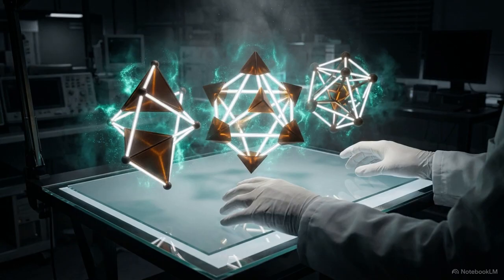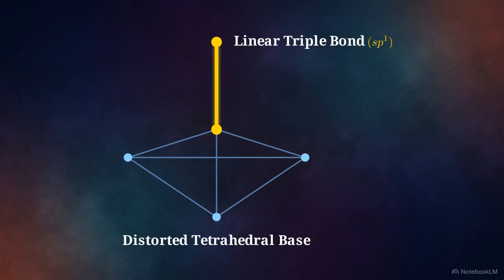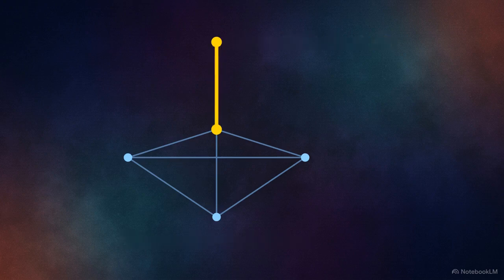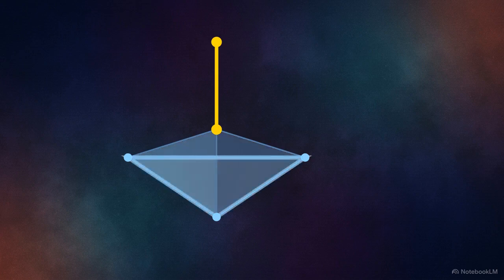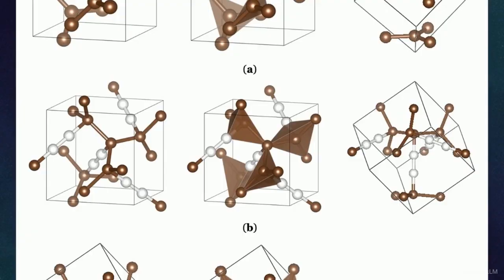To move from a computer model to a viable state of matter, the 3D lattice required a different geometric approach. Researchers solved this by combining two distinct bonds, distorted tetrahedral bases found in diamond connected by linear triple bonds. This shape mirrors phosphorus trichloride, forming a pyramid where the stable carbon base and the apex triple bond mimic a high-density electron lone pair. This is the finalized unit cell of yne C16.